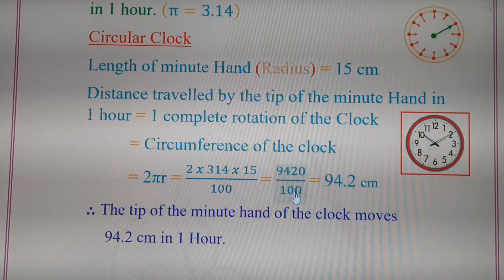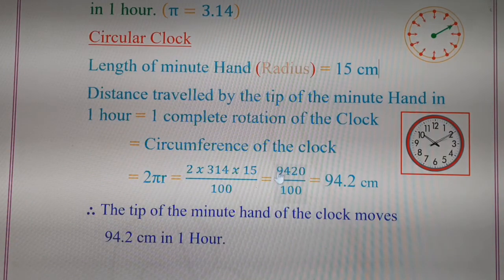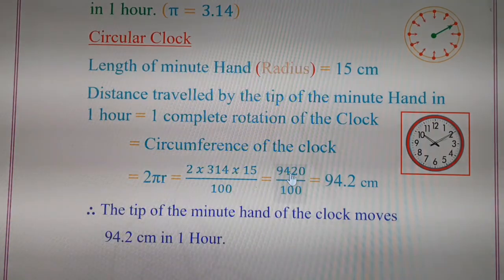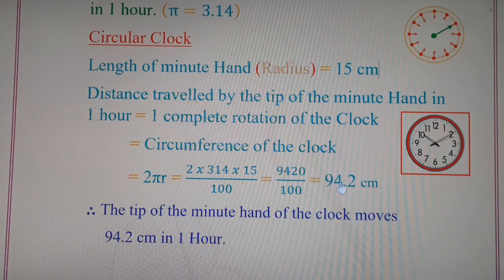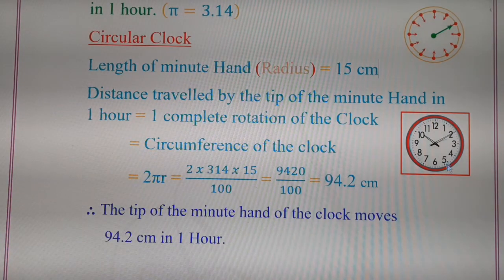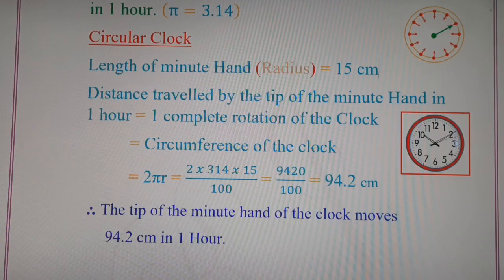The 0 we can cancel. Our answer will be 942 upon 10, because one 0 is cancelled from the numerator and denominator. Then the denominator 10 I can remove and represent the numerator 942 as a decimal number. 942 upon 10 will be written as 94.2 centimeter. That means the circumference of the clock is 94.2 centimeter. That means the distance traveled by the tip of the needle around the boundary of the clock will be 94.2 centimeter.